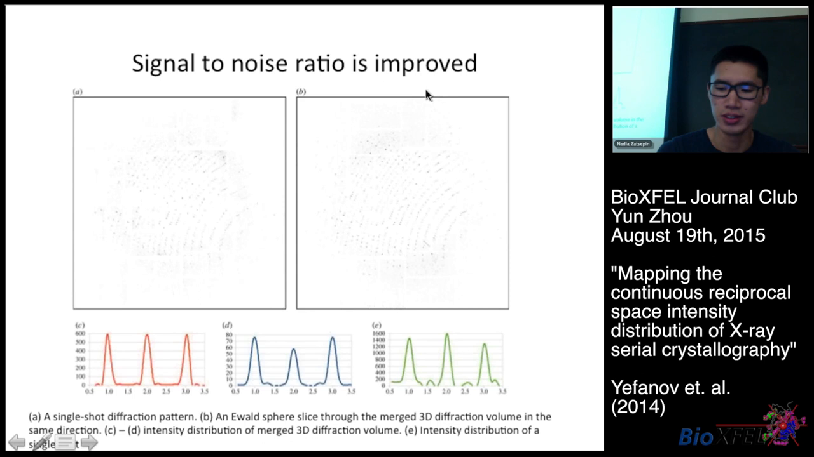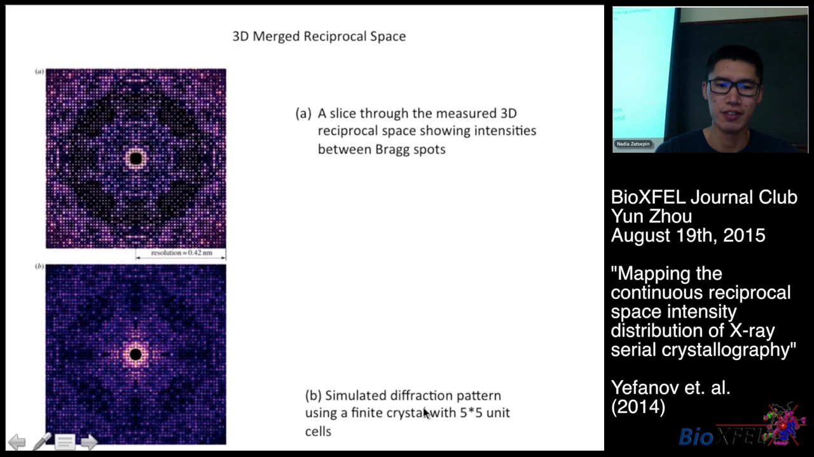Yeah. So the bottom one is a simulated diffraction pattern, using a finite crystal with 5 by 5 unit cells. So this is from real data, and this is from a simulation. So they're very close. The point in this figure is that you can see some fringes in between the black spots here. But the bottom graph is more clear. So you see some fringes in between here. And it's the merging.